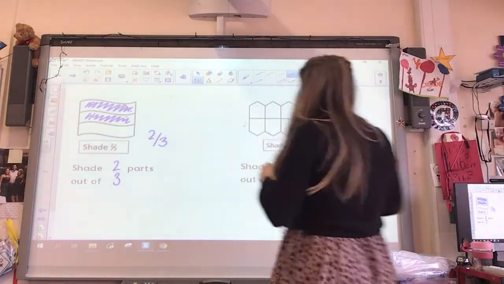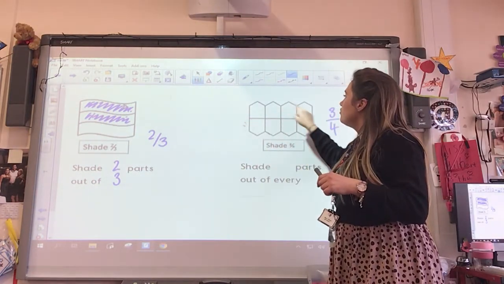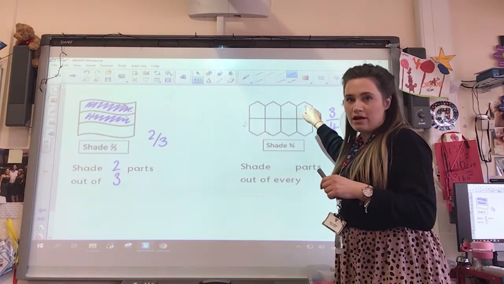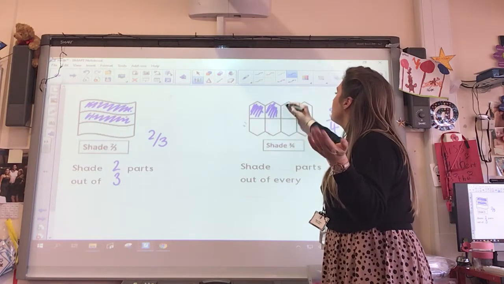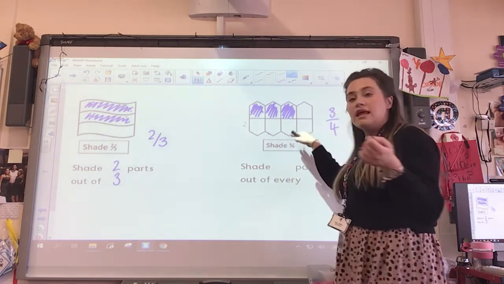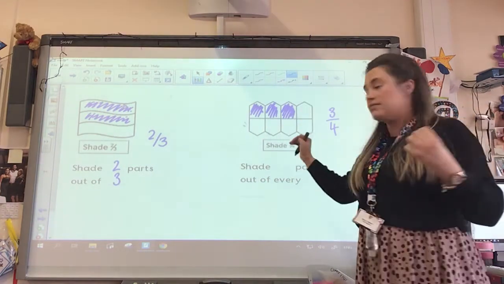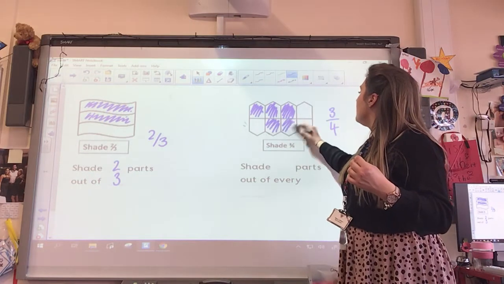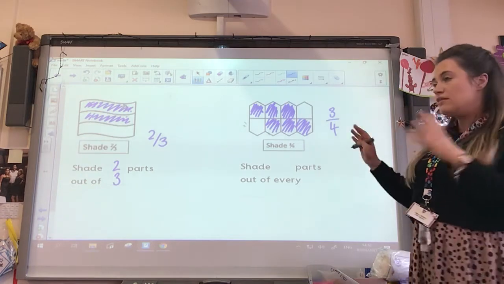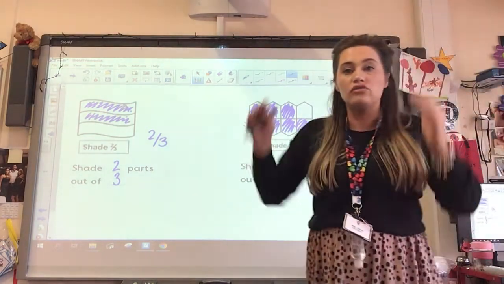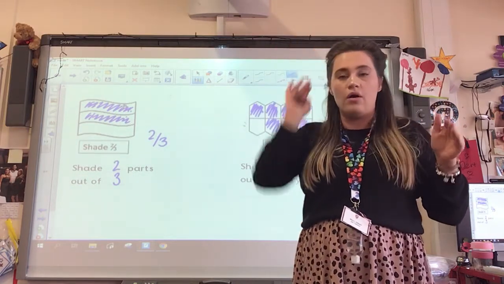So let's cover up this part of the shape first of all, and pretend that this is the full shape. 1, 2, 3, 4. We're going to colour in 3 parts out of that top 4. Again, any 3, doesn't matter. And then again underneath, because we've got another 4 underneath, so we're going to colour in another 3 parts of that. Again, any 3, it doesn't matter. Okay? So that's shading 3/4 of that shape, because there are 2 groups of 4. So we need to colour in 1, 2, 3 on top, 1, 2, 3 on the bottom.